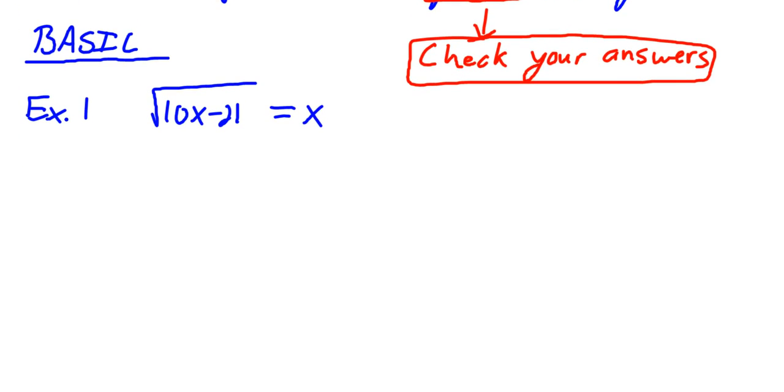Okay, so here you go. You've got square root of 10x minus 21 equals x. And with these problems, it should pretty much give it where you've got the square root already by itself. So we can do like we were doing before. You're going to go ahead and square both sides.